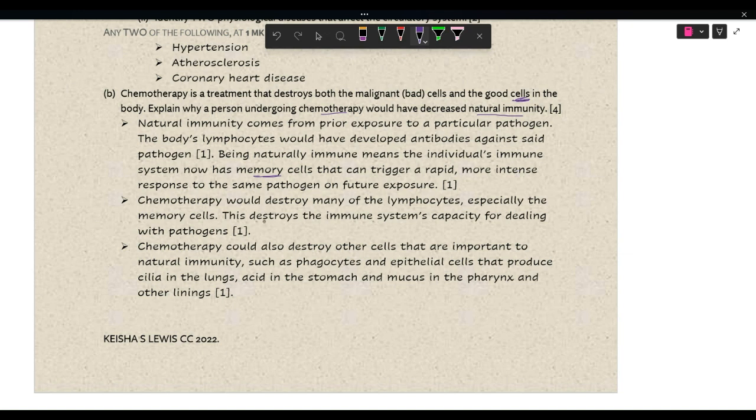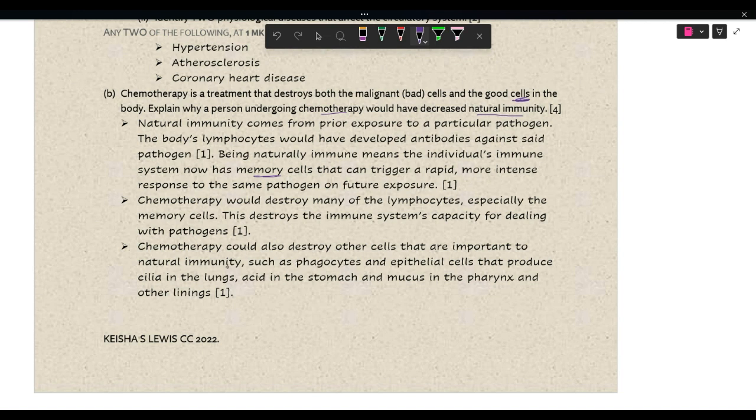And then we talk about how chemotherapy affects that. So chemotherapy would destroy many of those lymphocytes, especially the memory cells, and that would then destroy your immune system's capacity to deal with these pathogens, and hence your natural immunity is gone. Because remember, a lot of your natural immunity is dependent on your lymphocytes, and they're dependent on these memory cells that stick around in your system, so that if the same pathogen shows up again, boom, it deals with it quickly and intensely. So the chemotherapy is now destroying all of these cells, right?